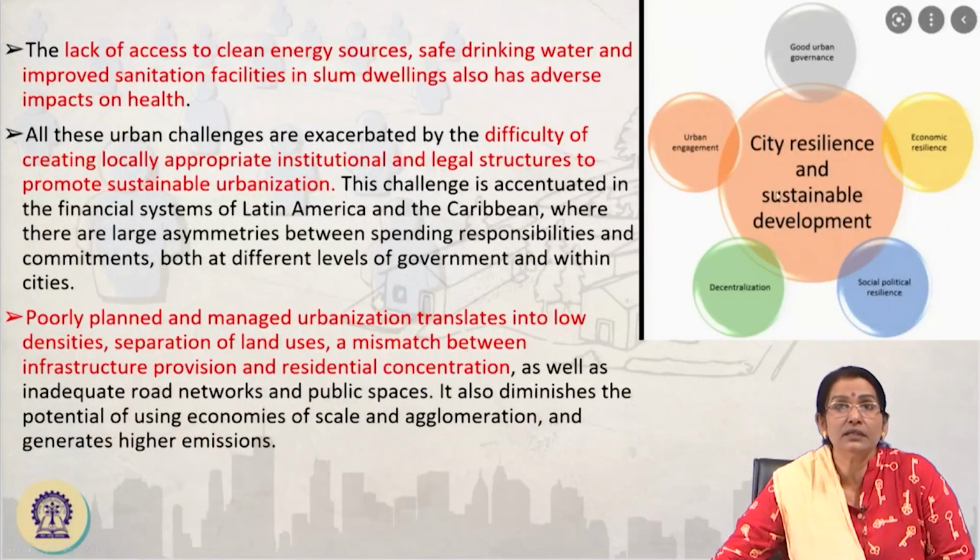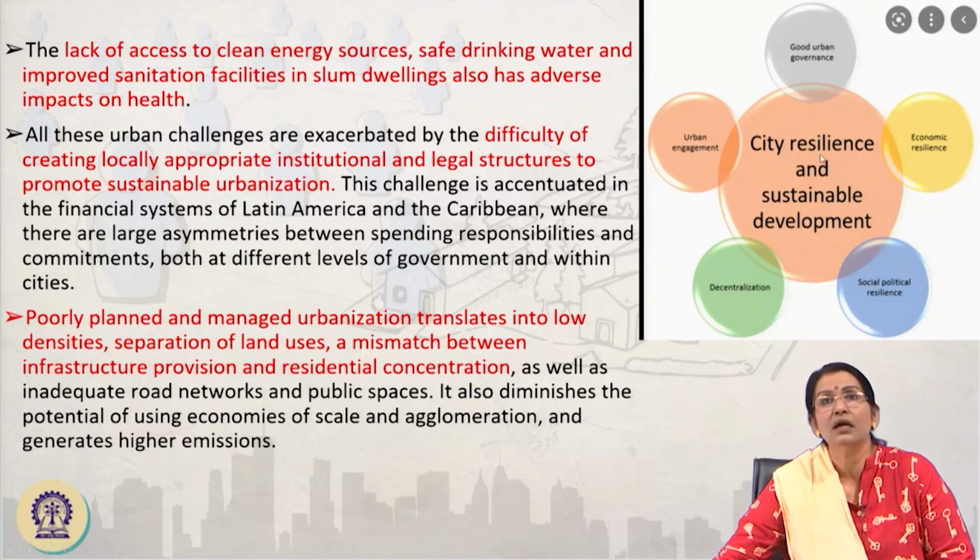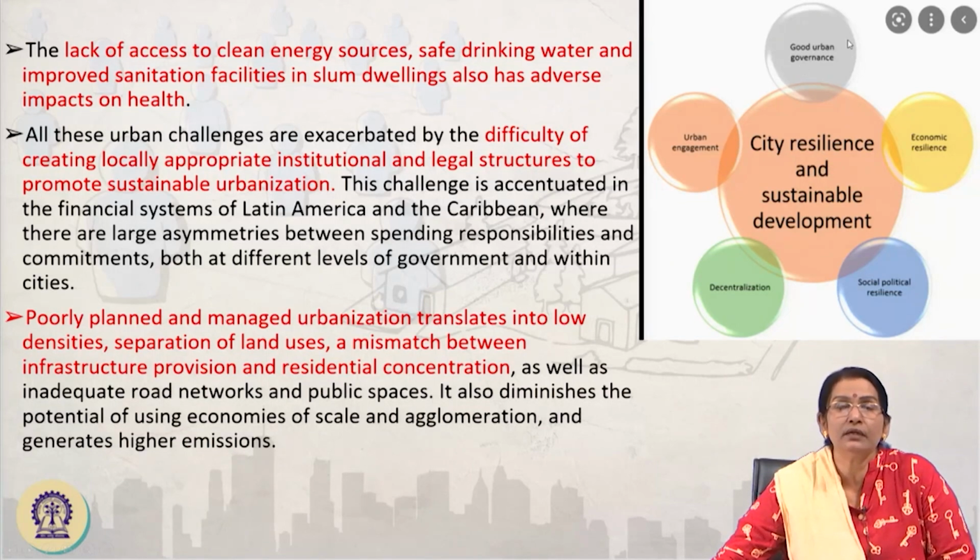Again, city resilience and sustainable development: we have to make the cities more resilient towards natural disasters. Similarly, good urban governance is a factor, economic resilience is a factor, socio-political resilience is a factor, decentralization is a factor, and then urban development and engagement is also a factor. These five domains are the key factors. If we can maintain all these five domains, then only can we make our cities more resilient and sustainable.